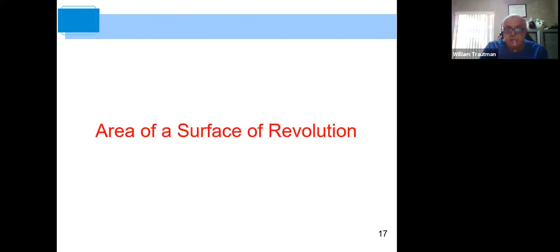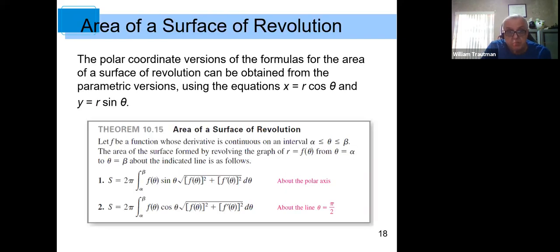And finally, the area of a surface of revolution. And once again, here are 2 formulas for that. If you're going to do about the polar axis, you're going to use sine theta in the formula. You're going to go about the line theta. It's cosine theta here.